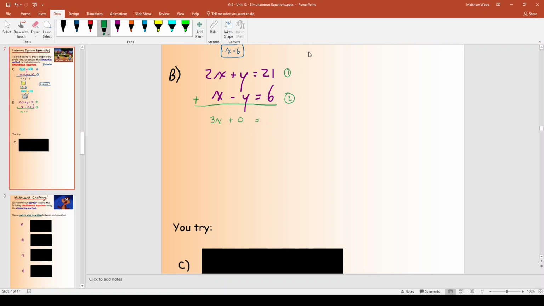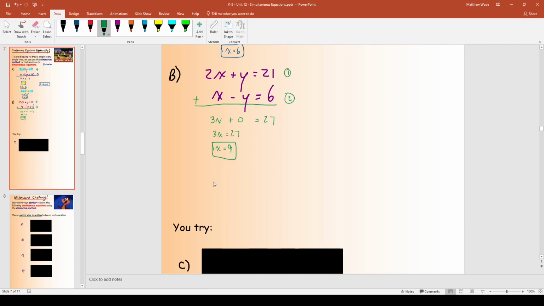Now on the right hand side, 21 plus 6 is 27, like a boss. If it were subtract, it would be y take minus y, which would be y plus y, which is 2y. That's why we had to add and not subtract. Cool, so this just turns into 3x equals 27. So x equals, yeah, 9, you got it.